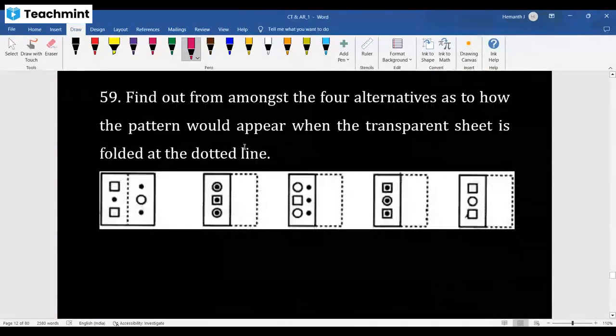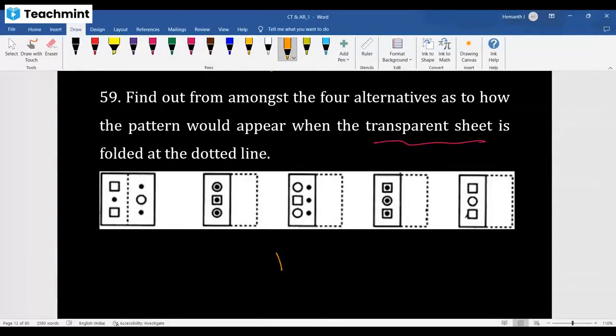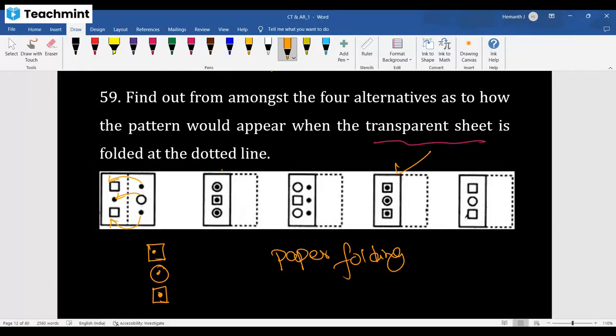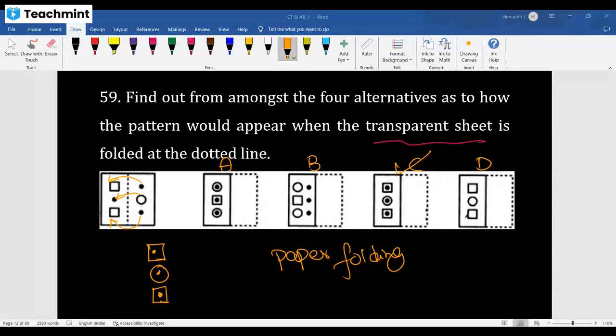Now here, a transparent sheet. If you fold it, this is folding, paper folding. If you fold, what will happen? This dot will go here. This dot will go here. This circle will go here. So a square inside a dot, a circle inside a dot, again a square inside a dot. So C is correct. A, B, C, D. Let's say C is the option. This is paper folding. You are just folding that paper, then you are finding this.